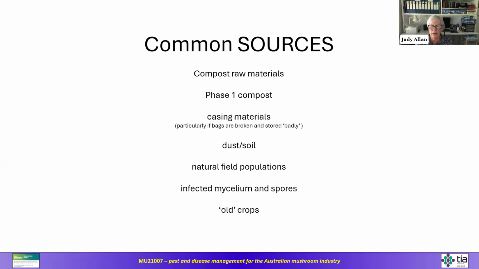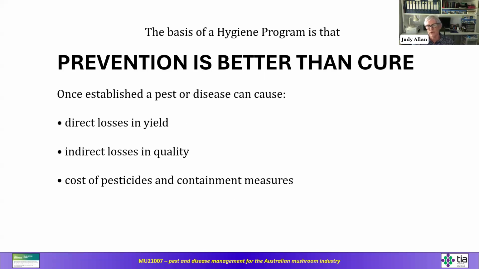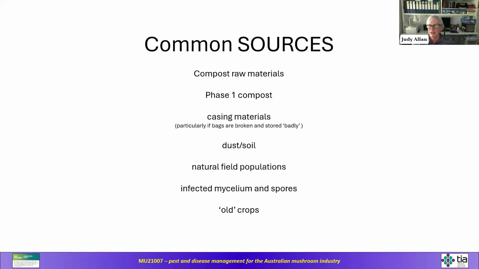So common sources: where do all these pests and diseases come from? They come from compost raw materials, and they're still in phase 1 compost. Some of the things are in phase 1 compost, but the compost is prepared over 2 phases, and the second phase is when the temperature and ventilation is highly controlled through a series of stages, and that is actually the cleanest stage of the compost. It is not phase 1, but the end of phase 2 when it's spawned.